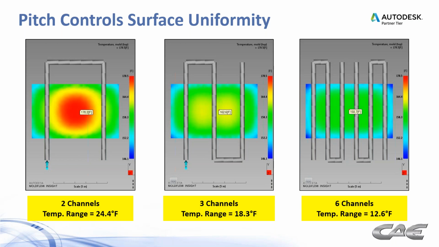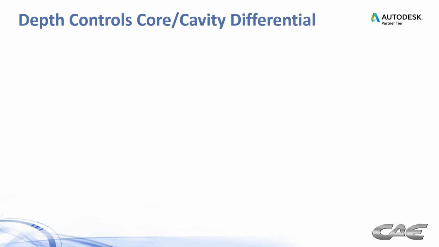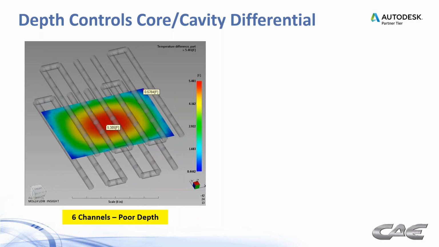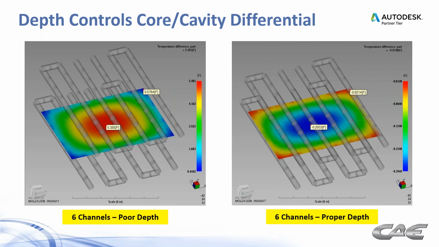But the point is that the pitch, the distance between channels, controls that surface uniformity. And we can model up all sorts of different designs to see what's best, and we want to try to keep that temperature range as low as we possibly can. And then we have the depth, the distance between the channel and the part surface itself. This is going to control our core and cavity differential. And that core and cavity differential can play into warpage effects, of course.